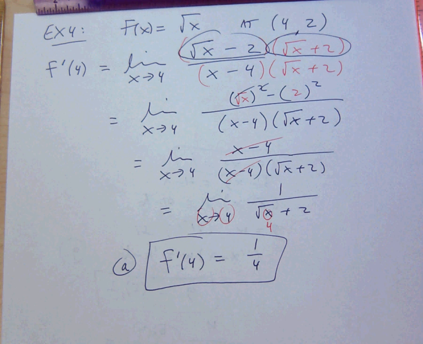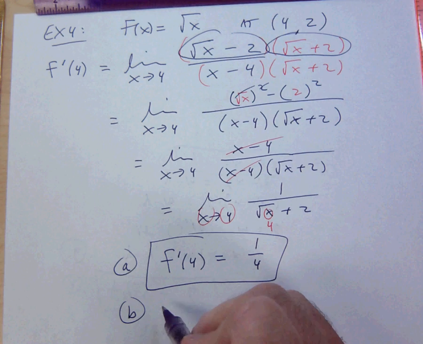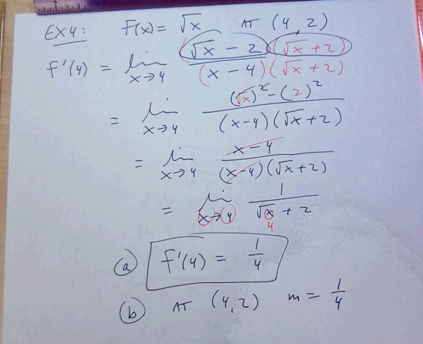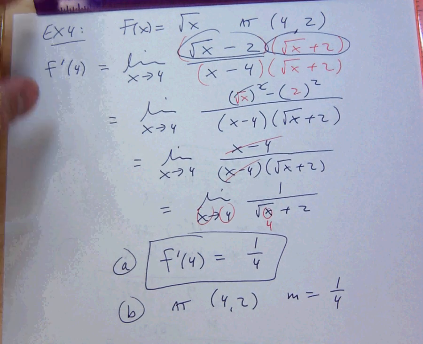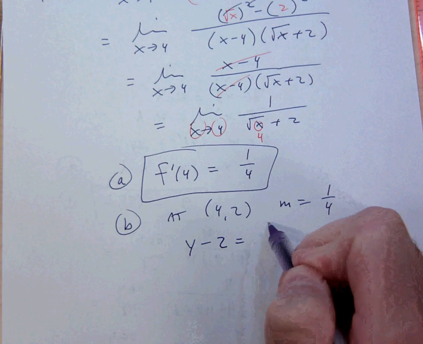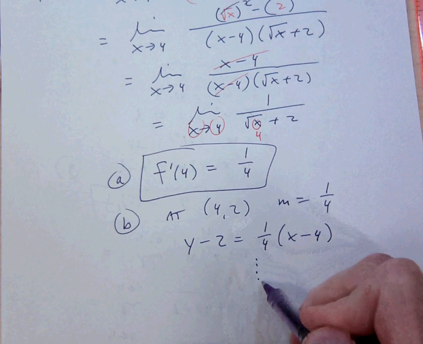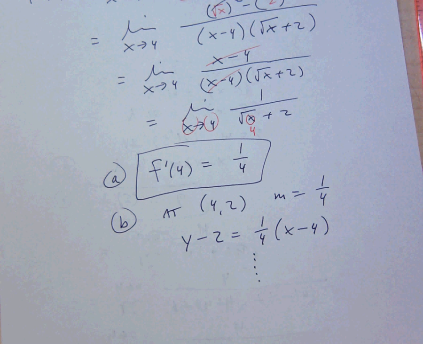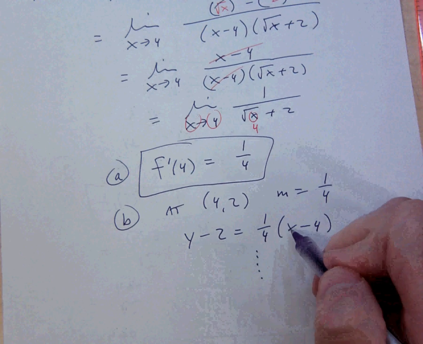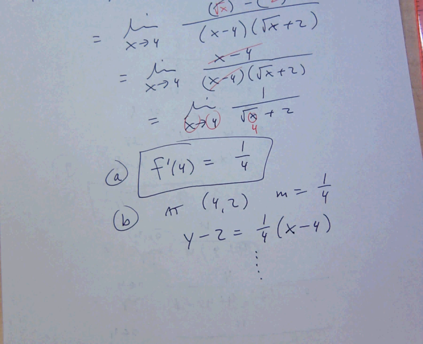Okay? Now wait, part B wants you to find the what? Equation of the tangent line. So this time we got at the point (4, 2), the slope is 1/4, right? So using the point slope formula, I think you'll all agree that you get y minus 2 equals 1/4 times x minus 4. And then if you wanted to, you could change it to slope-intercept form. Okay? Good, guys? Any questions? Okay, next page then.